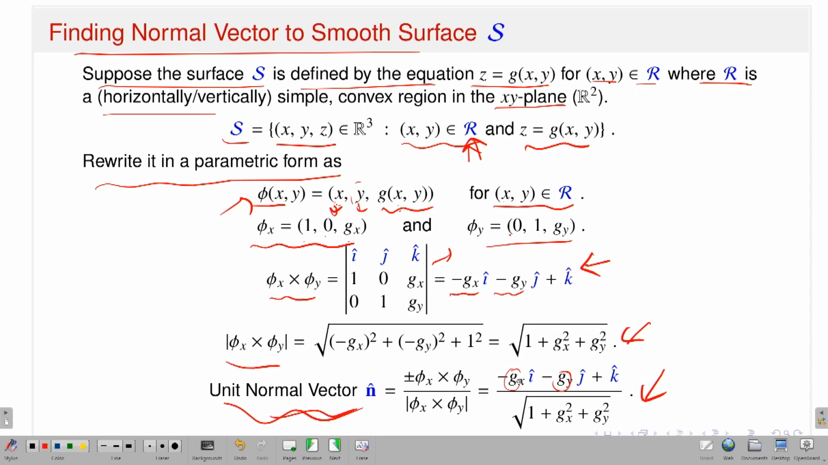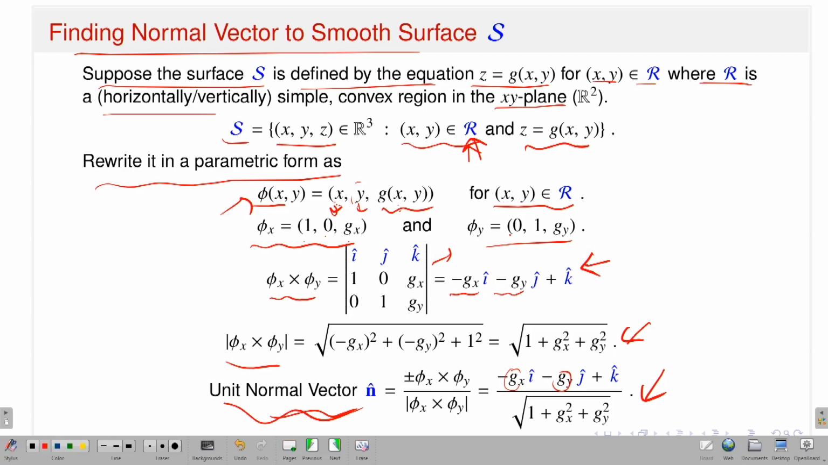Okay, so you take the minus sign, so that means minus del g del x times i cap minus del g del y times j cap plus k cap, and then you just divide it by square root of 1 plus del g del x square plus del g del y square. That will give you what is called the unit normal vector n cap on my surface at the point phi of xy. So given an xy point in R2, it will induce a point phi of xy on that surface.